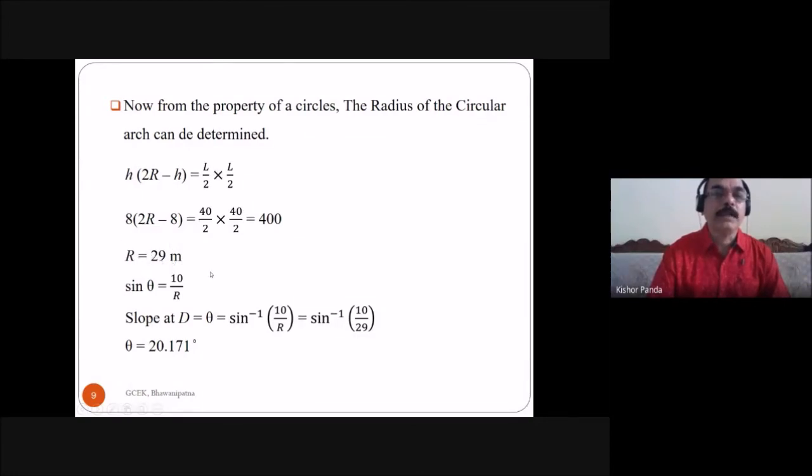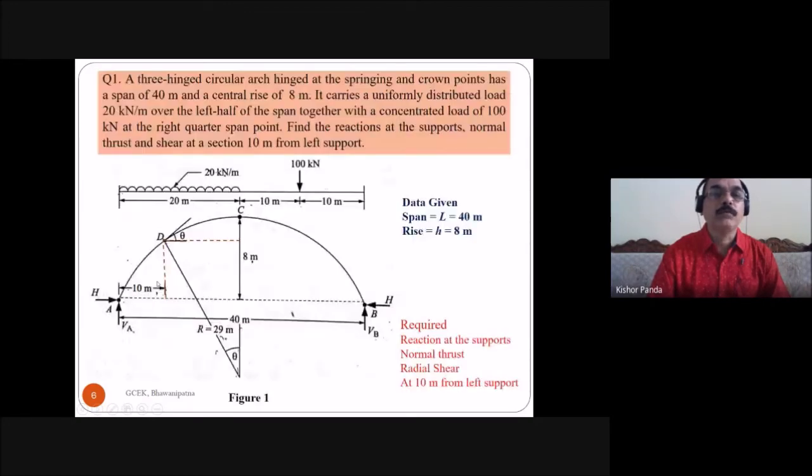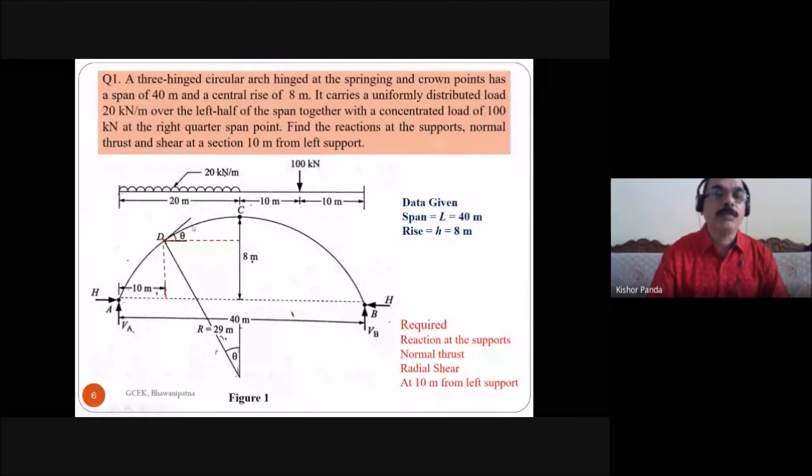Then after knowing the radius of the circular arch, you can find the theta angle, the slope at the point D. Here you got the radius, 29 meter. You have to find this theta angle, which you don't know yet. What is the slope at the point D?